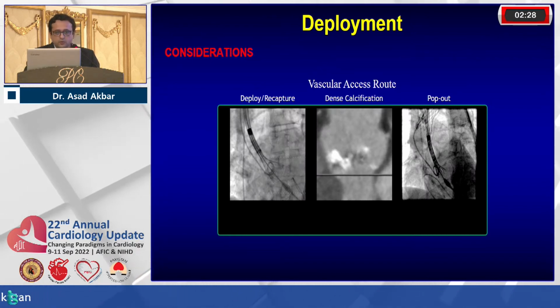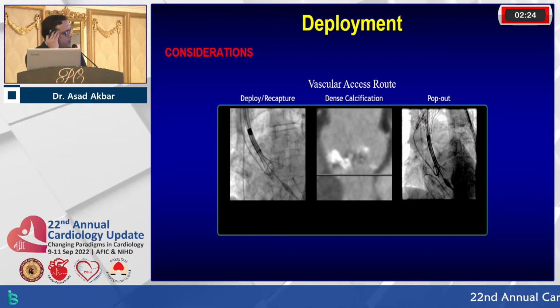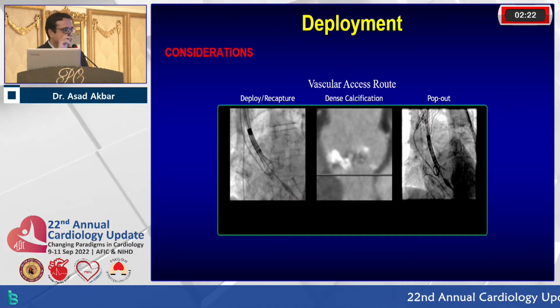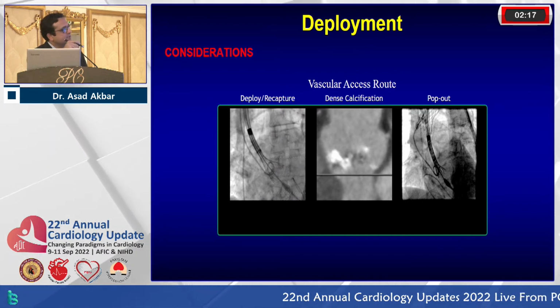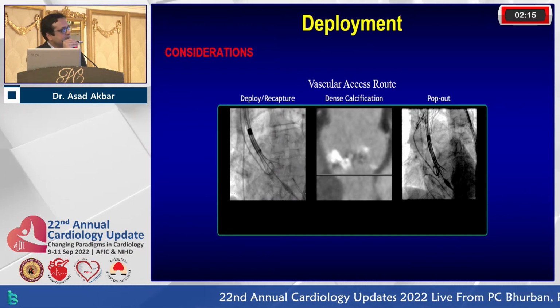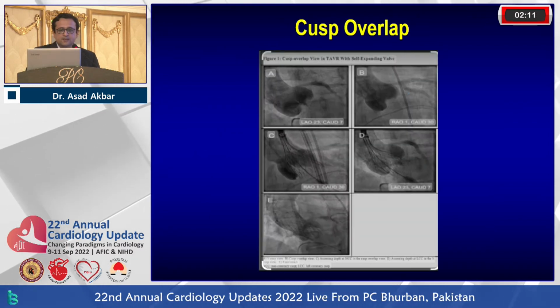In the interest of time, let's go quickly. When you're deploying, you have to make a decision about deployment or recapture based on what you see, but for that your pigtail has to be accurate. Your parallax has to be removed. There is always this issue of dense calcium and what do you do with it. And then you have this issue of valve pop-outs. So just a couple of things.